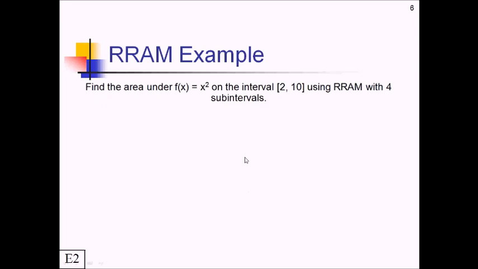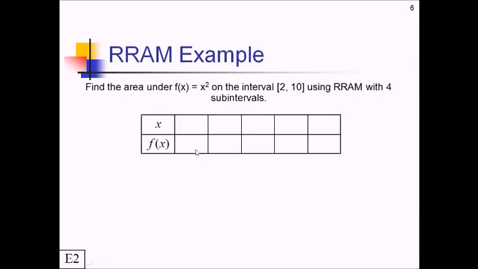Now that we've got one RAM example under our belt, let's try another one. This one, we're going to find the area under the same function, x squared, this time on the interval from 2 to 10 using RRAM with 4 subintervals. Pause the video and see if you can figure out what you need to do on this one. All right, so for this one, we're going to do a table just like before. So since we're going from 2 to 10 with 4 subintervals, we need to pick our x values carefully. So we can go 2, 4, 6, 8, and 10. That'll give us 4 subintervals.